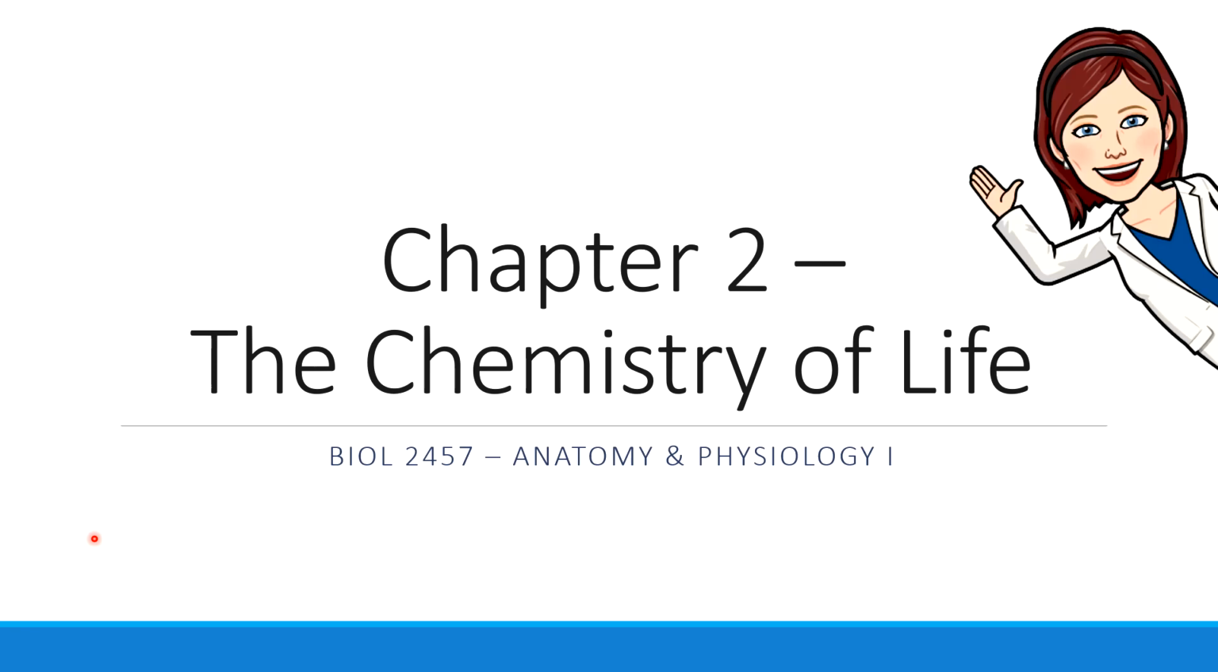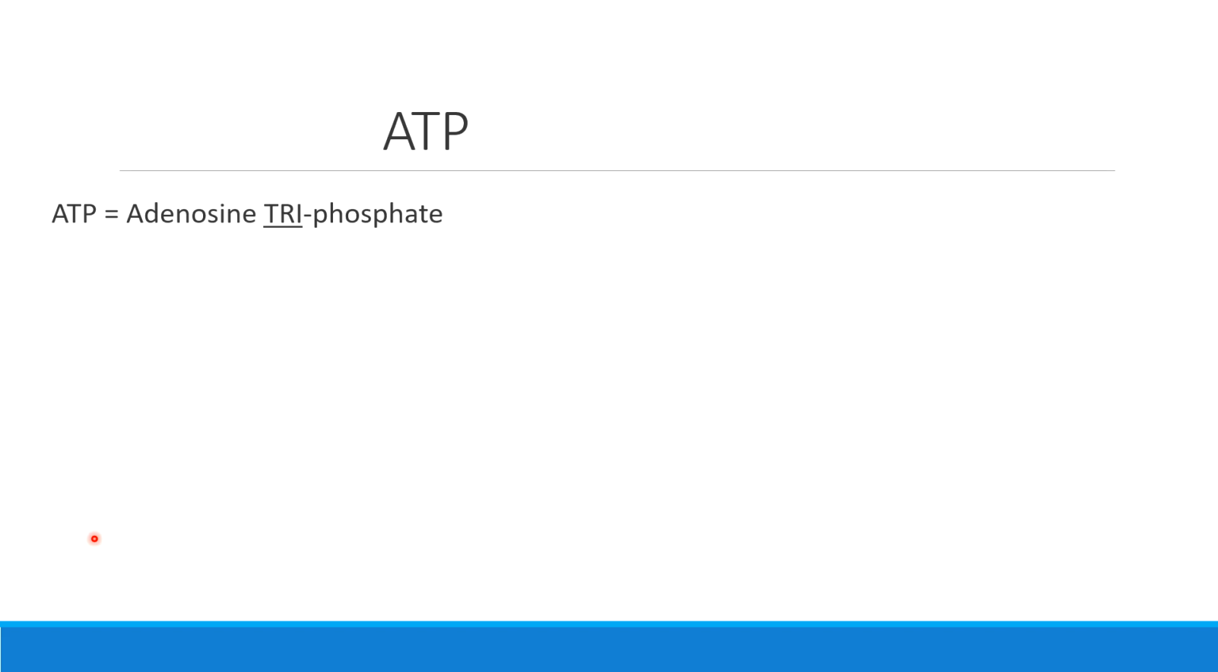In this short video, we're going to talk a little bit more about ATP, adenosine triphosphate, which is your body's energy money. When we talk about ATP, its name tells us its chemical structure. We have this part of it called adenosine, and attached to that adenosine are three phosphate groups, adenosine triphosphate.